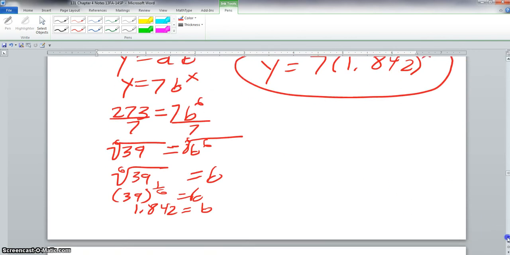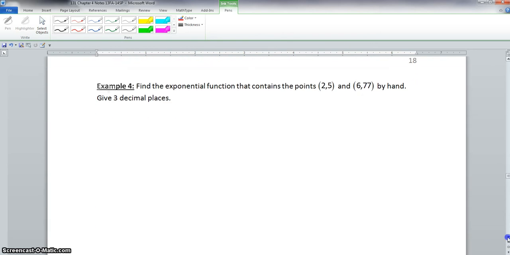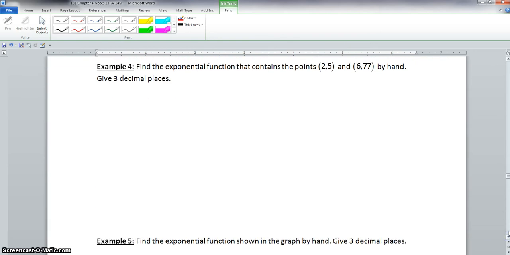Now we scroll down here to example 4. It says find the exponential function that contains the points (2, 5) and (6, 77) by hand. Give 3 decimal places. Now we look here. Okay, class, so this is what we would do. We would mark these. We know this is x, this is y, this is x, and this is also y. Now, what we would do first, we would have to substitute. You know that our equation is y is equal to a times b to the x.